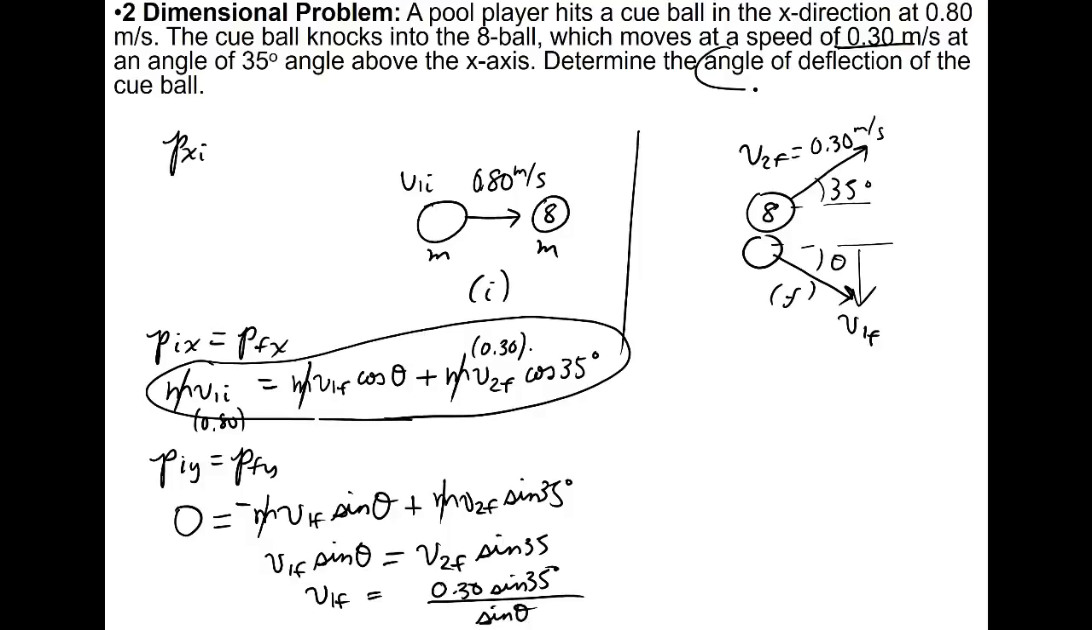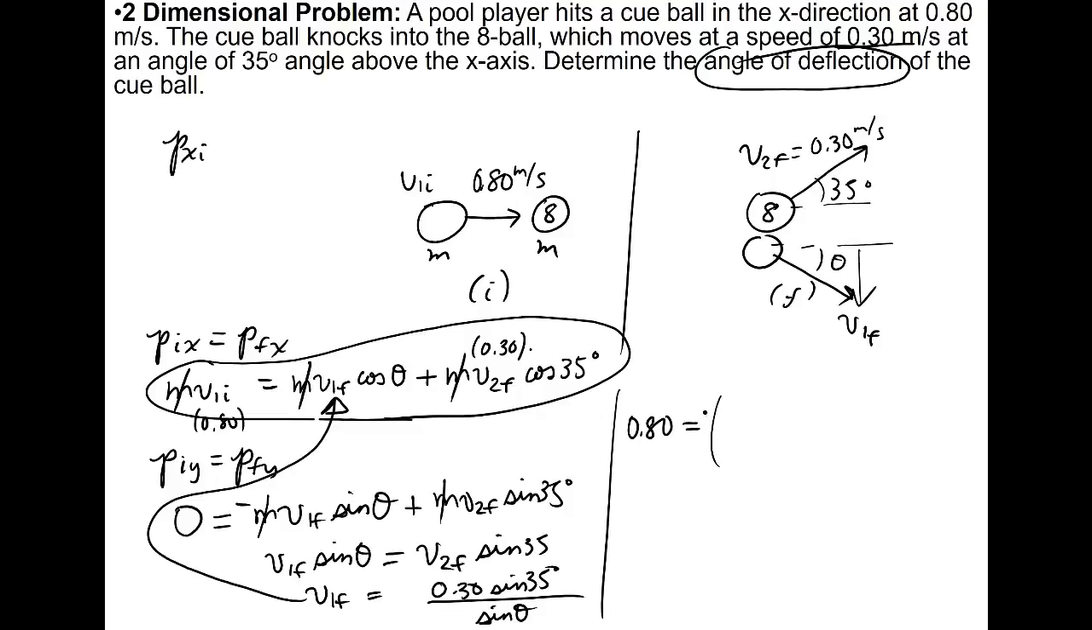Remember that what we want is the angle of deflection. So if I can take V1 final and plug it into here, hopefully I can cancel that out and only have an expression that has the angle in it. So if I do that, I would write V1 initial, which is 0.80, is equal to V1 final, which we're saying is 0.30 sine 35 over sine theta, times cosine theta, plus 0.30 cosine 35. And now we have an easy expression to solve here.